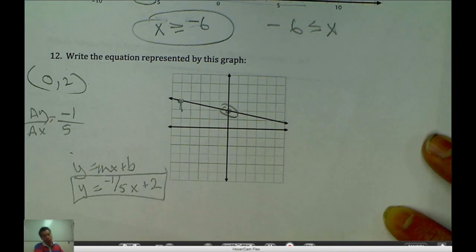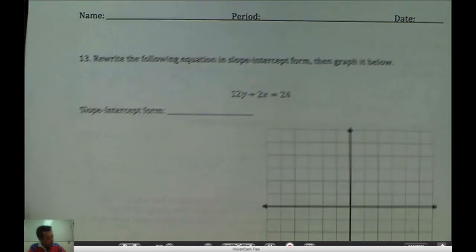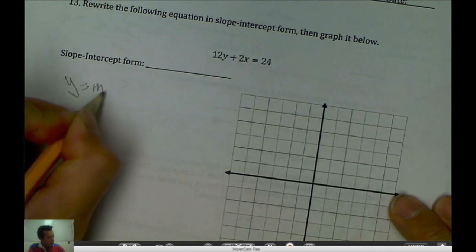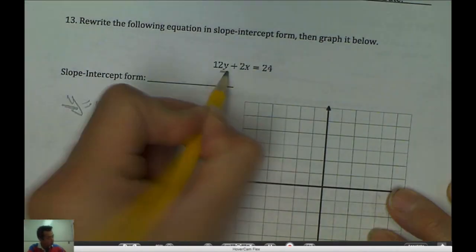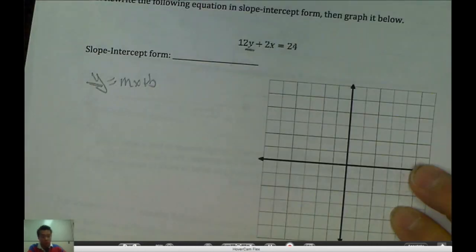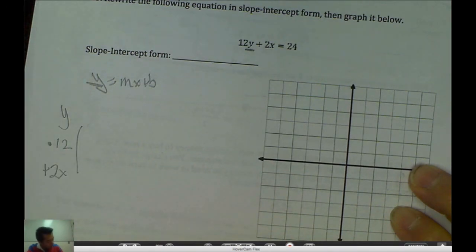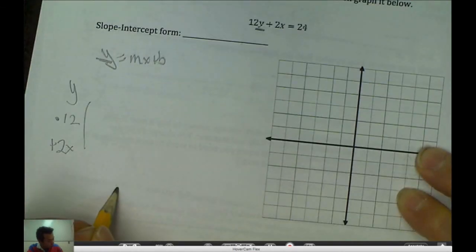All right, last one. This is standard form, changing to slope-intercept form. So that means I'm going to solve for y is equal to mx plus b, and then I'm going to graph it. So I'm solving for y. Say y is the subject of this one. So here's y. First thing that happens is multiply by 12. After that, it gets increased by 2x. So the first thing I do to both sides, let me write it down here. 12y plus 2x is equal to 24.